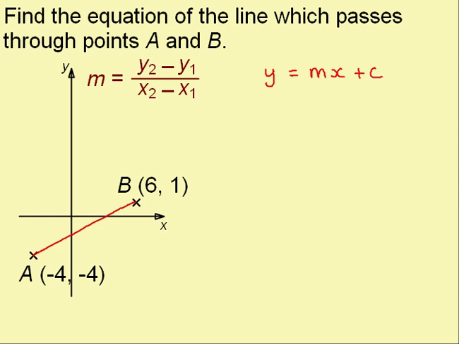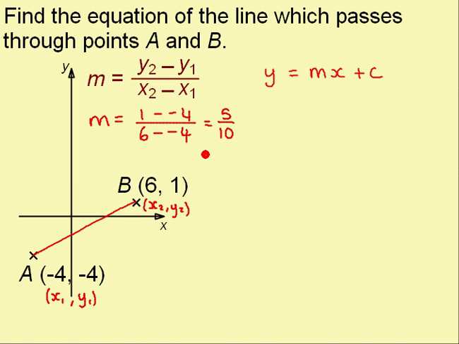So back to our question now, armed with our new formula. Let's say that this one is x1, y1, and this one is x2, y2. Now to find the gradient, I've got y2 minus y1, so that's 1 minus minus 4, divided by x2 minus x1, so that's 6 minus minus 4. So that's 1 plus 4, which is 5, over 6 plus 4, which is 10. And 5 over 10 is actually a half. So I know now that the gradient of this line is a half, so I can put that into here.